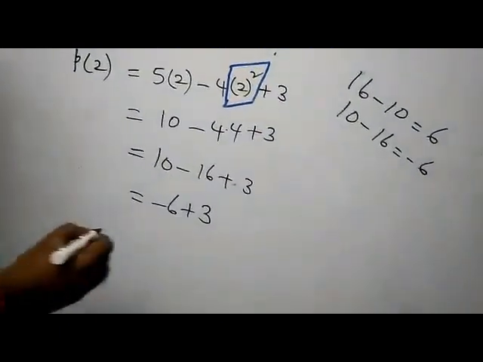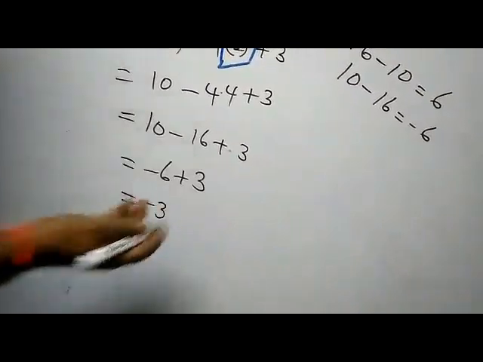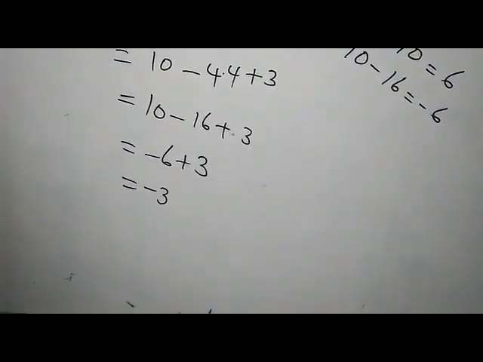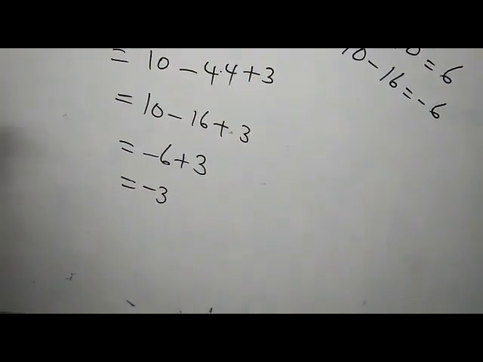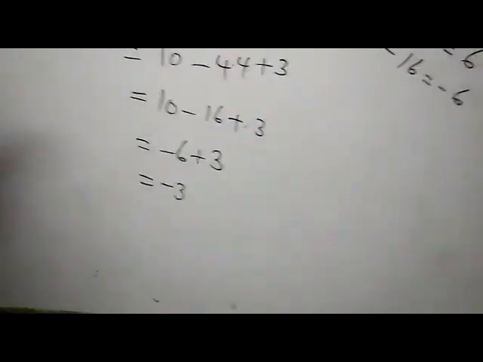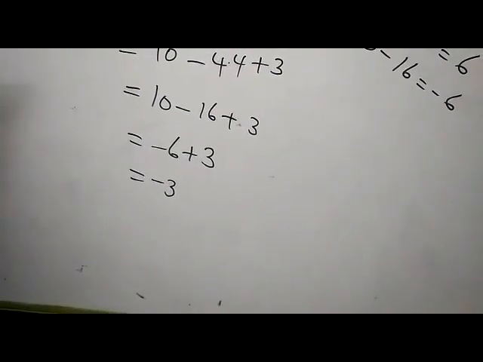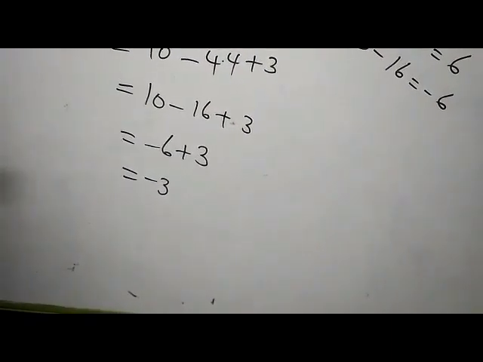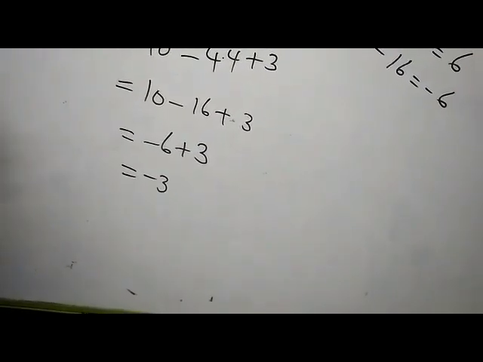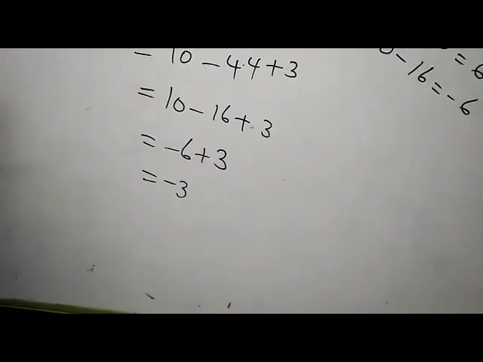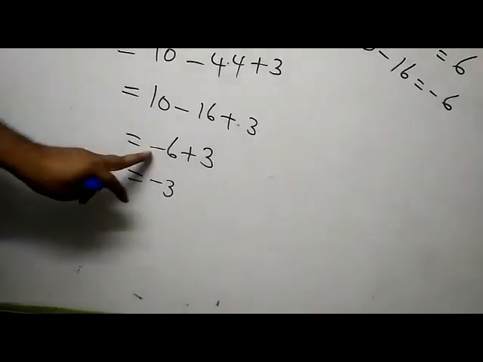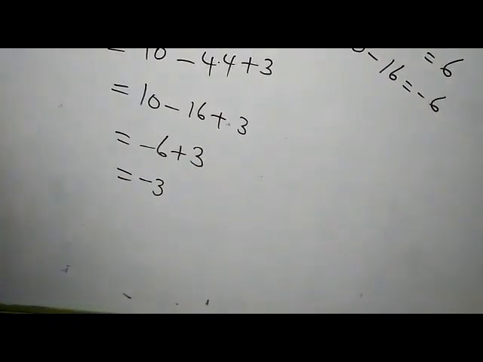Minus 6 plus 3 is nothing but minus 3. You should know the concept of integers very well, then only you can solve those sums. The concept of integers you already learned in 6th and 7th classes. That is very important, otherwise you cannot do these sums. Minus 6 plus 3 is equal to minus 3.